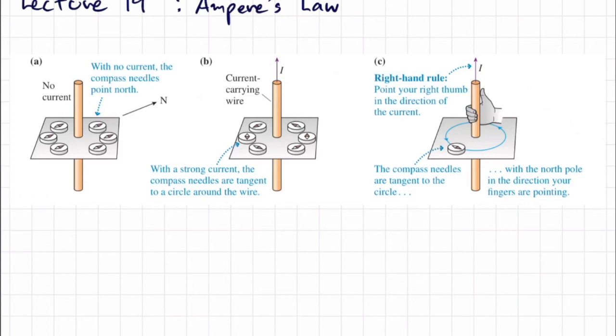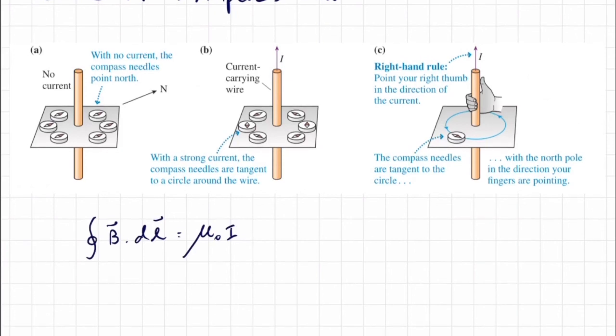That's kind of the same deal as when we talked about Gauss's law for electric field. So what is Ampere's law? Ampere's law is written in this form: the integral of B dot dl equals mu 0 times I, right? Let me walk you through what this means. In order to use Ampere's law, first you need to choose a closed path.